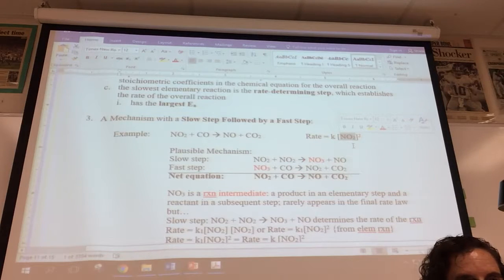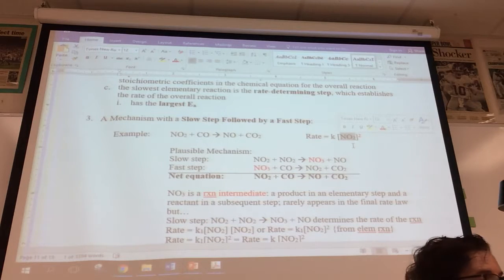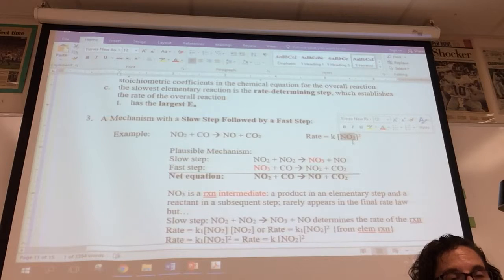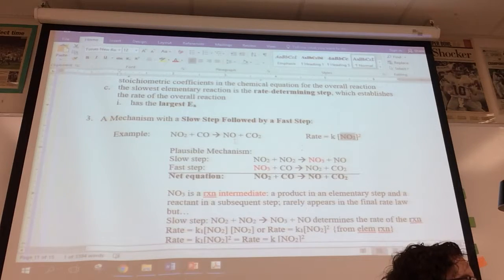Remember, with second order, it's 1 over the concentration and your slope is positive. Okay? Be very careful there. If you plotted ln of the concentration versus time, you'd get a curved line. All right? Be very careful there.